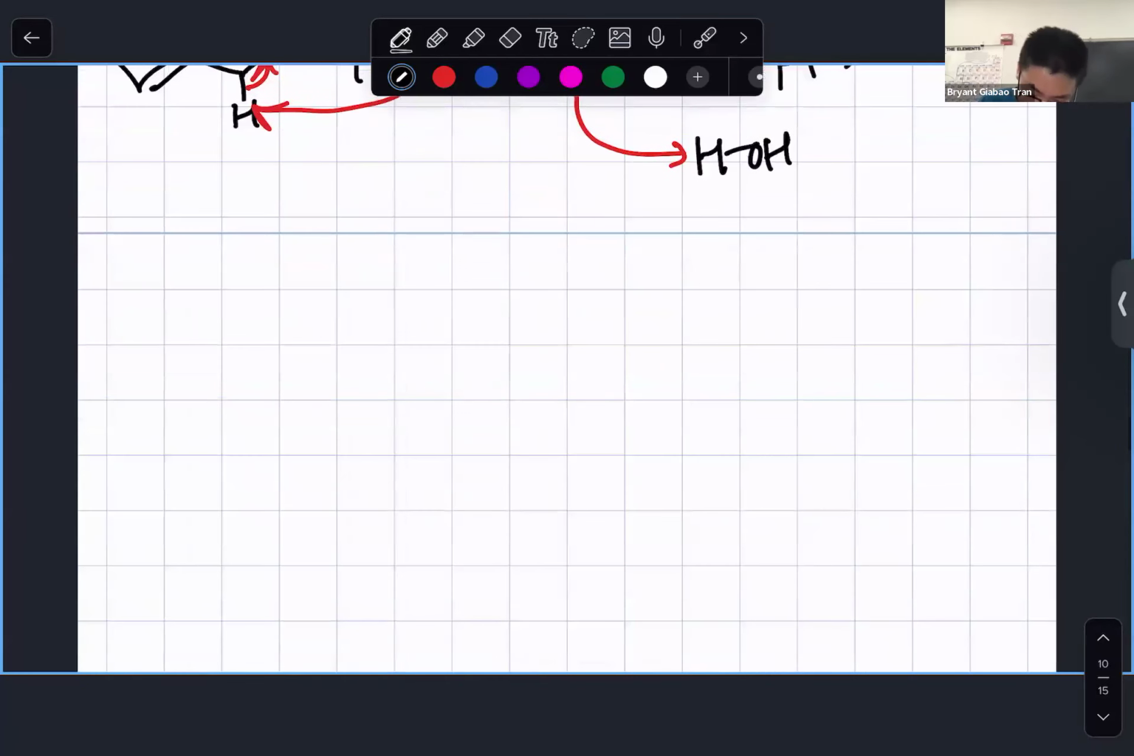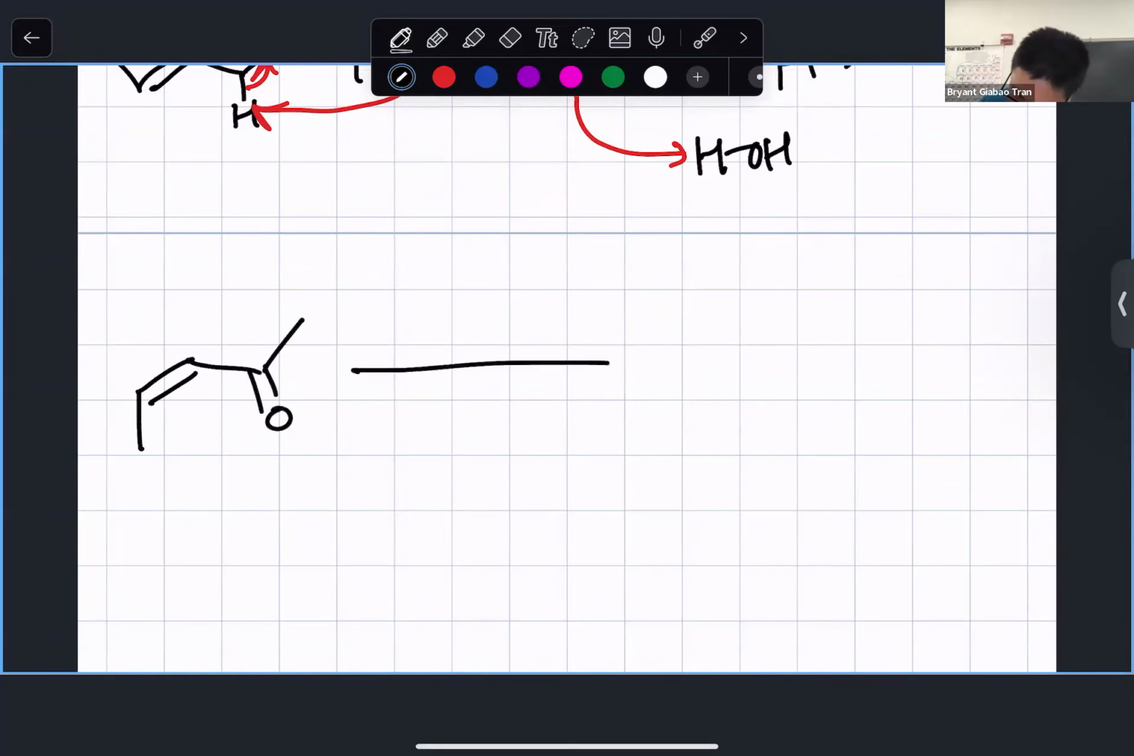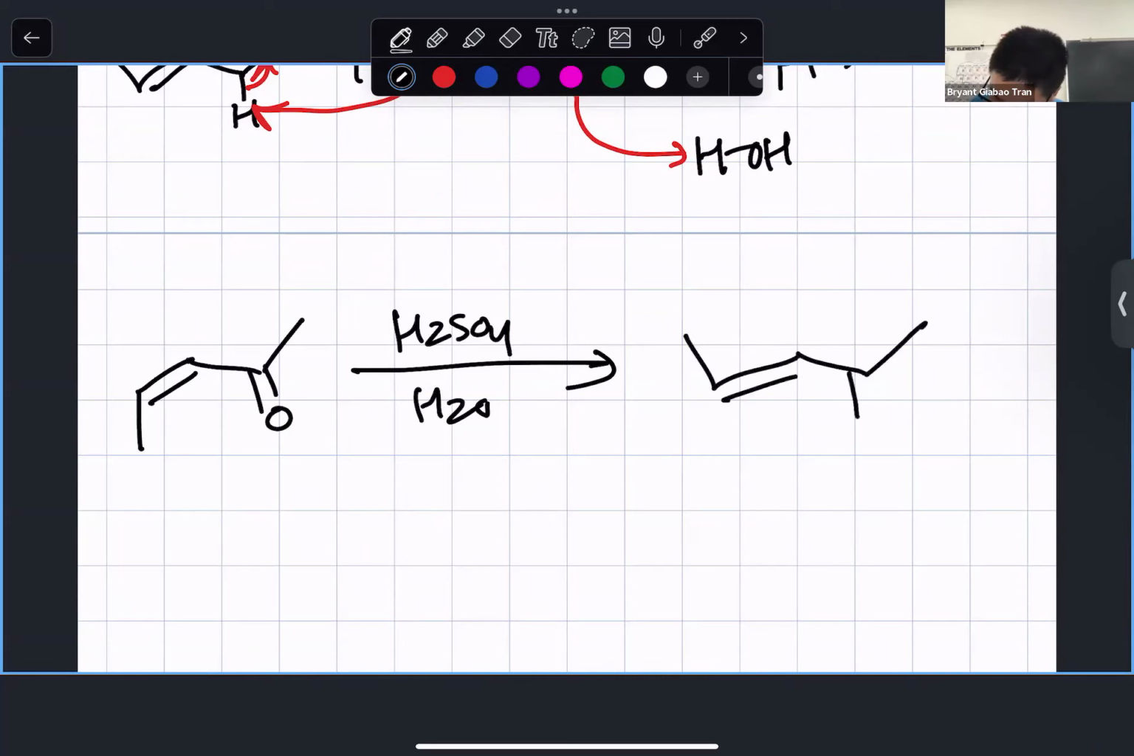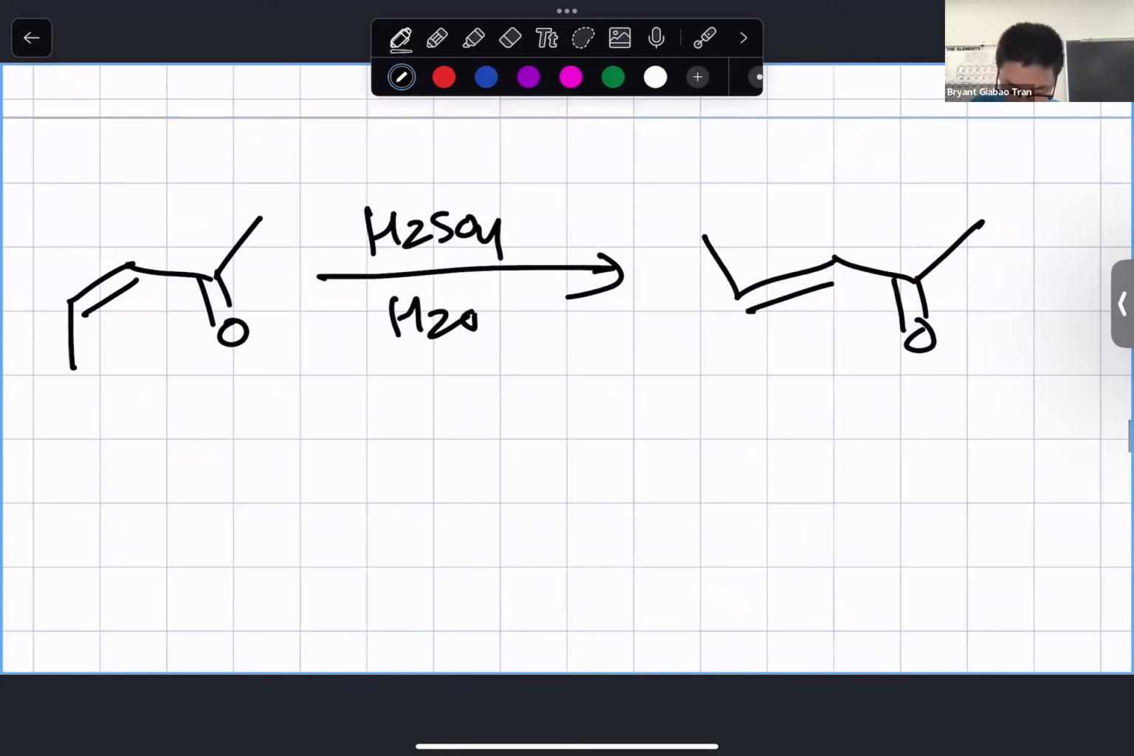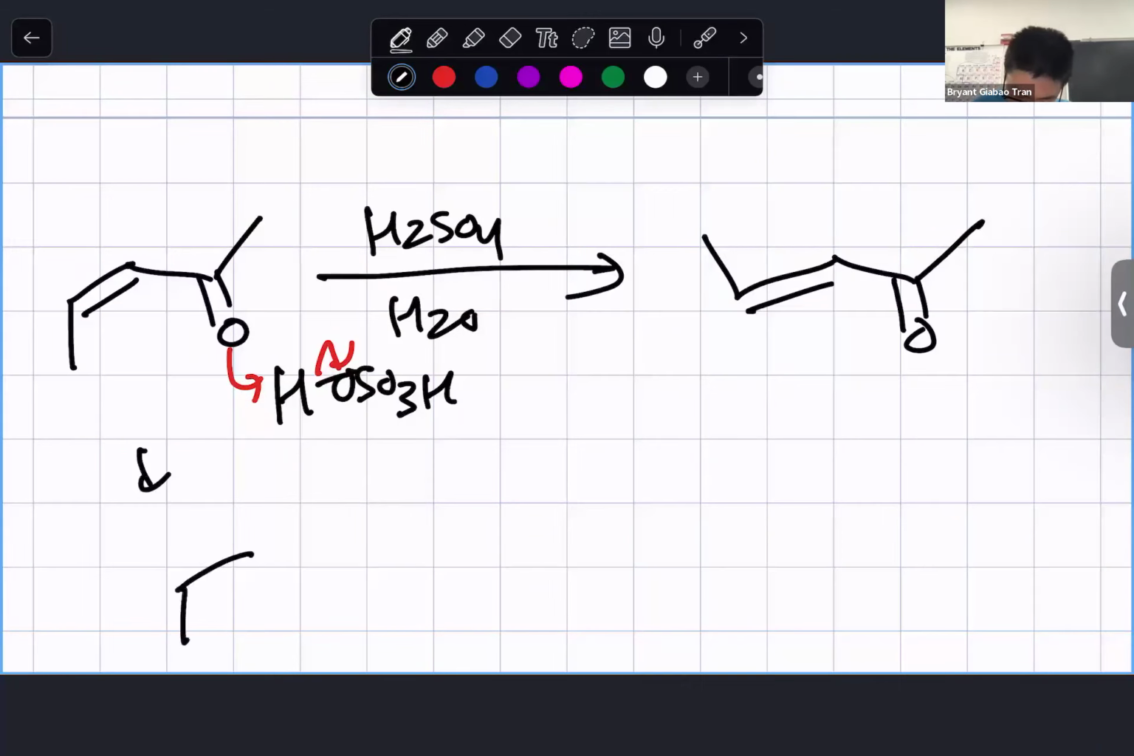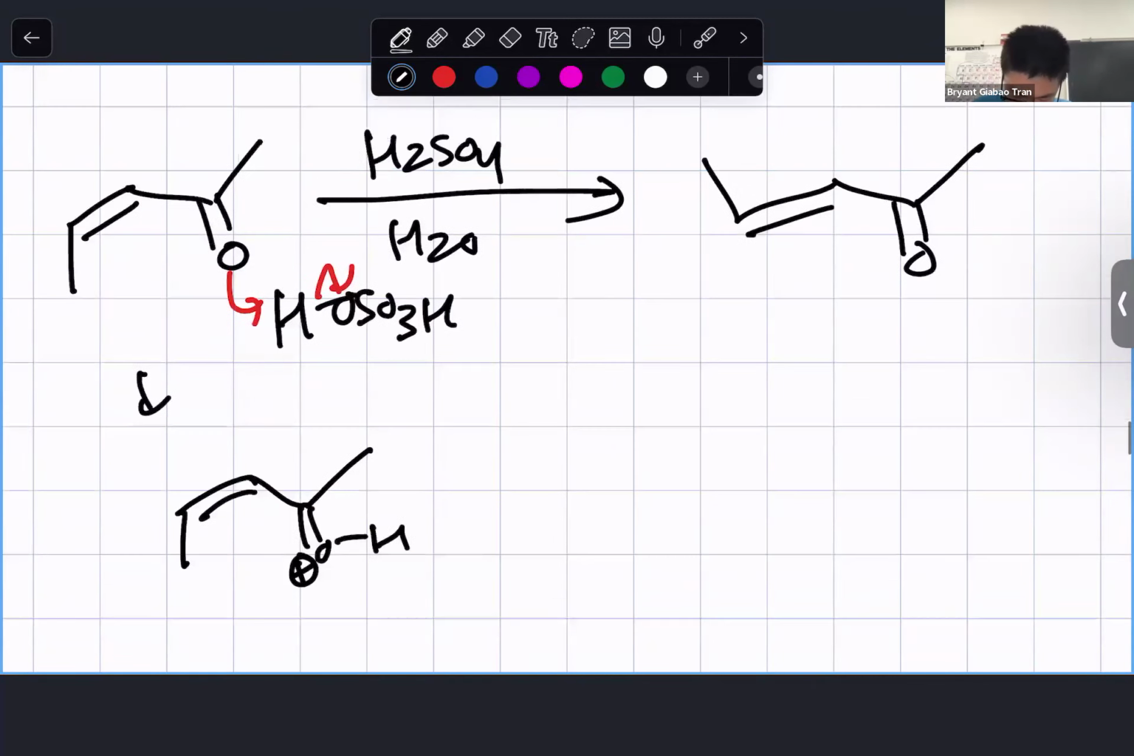So let's say we have this H2SO4, water, and then we make a trans one, right? The first thing, we look for the most basic atom, which is the carbonyl oxygen. Protonate that, kick that out. Have that. Right. And then once we have this here.